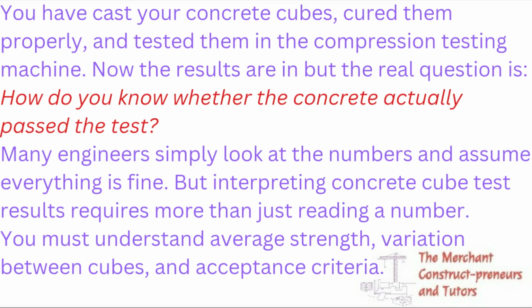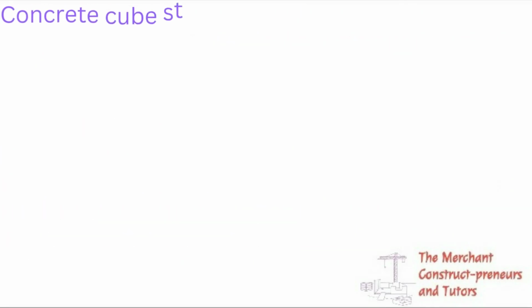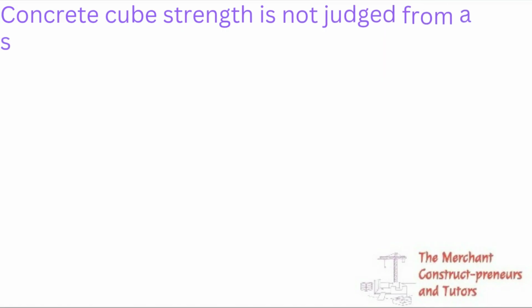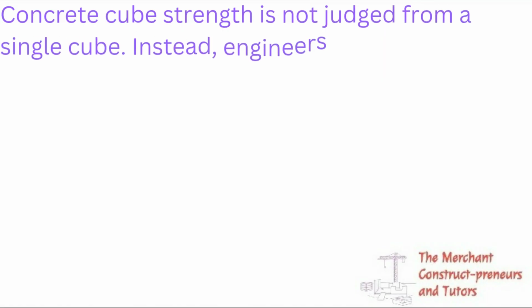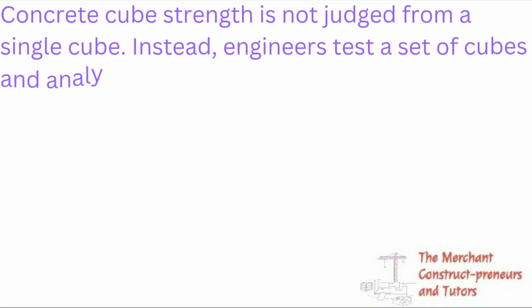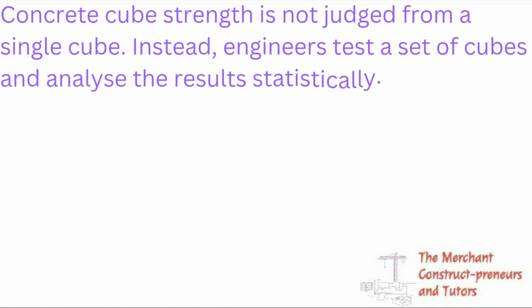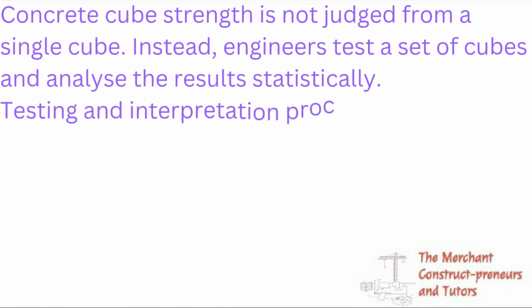Many engineers simply look at the numbers and assume everything is fine. But interpreting concrete cube test results requires more than just reading a number. You must understand average strength, variation between cubes, and acceptance criteria. These are the things you need to know, not just looking at the numbers and saying, oh, this is close, or it is a bit shy of the actual test.